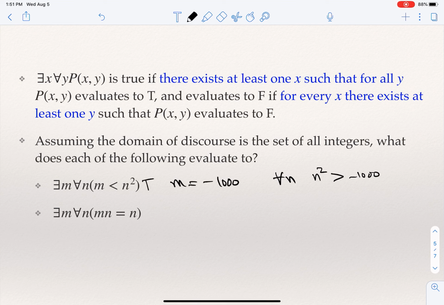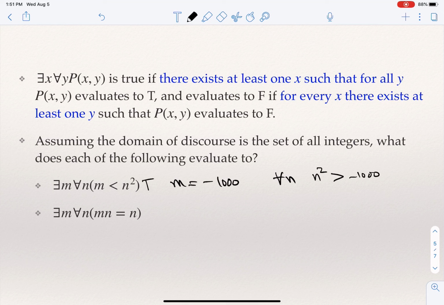The second one, we are saying, does there exist an integer m such that for all n, mn equals n? Okay, so is there a number that no matter what number you multiply by it, you get that number? So let's say if you take m to be 2, this is not true, because then 2 times 3 is not equal to 3, right? But can I find m? Usually the numbers in these kinds of cases that we think about are either 1 or 0.